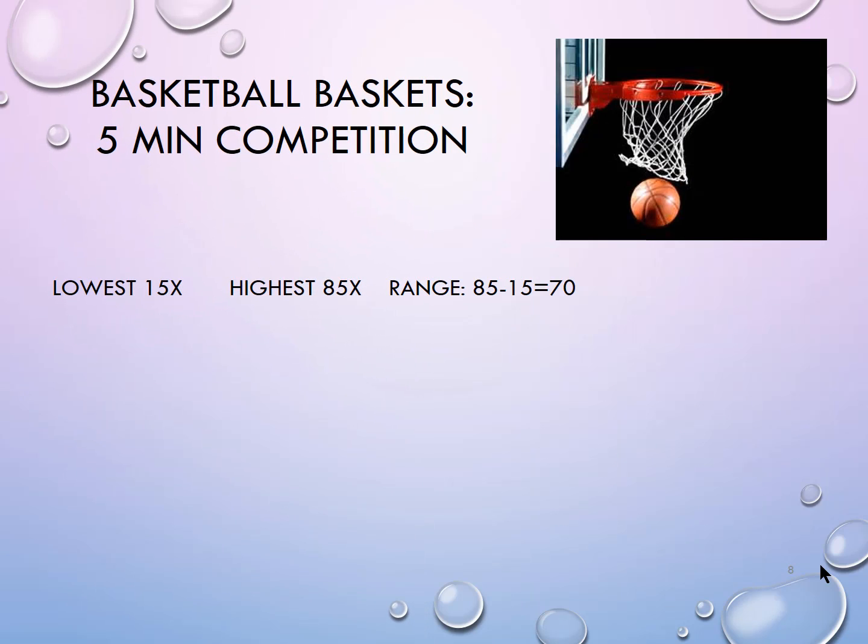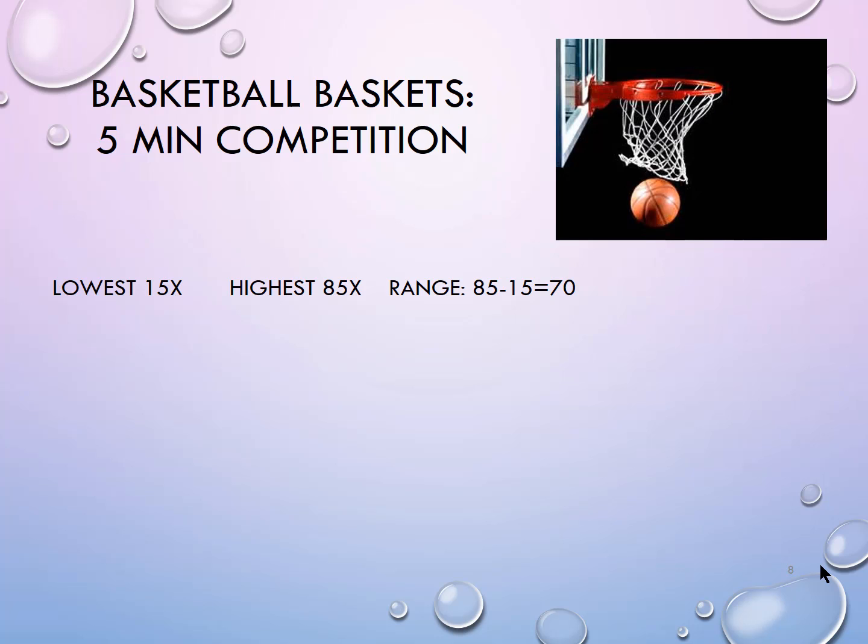Assume we have a basketball basket competition, and in group 1, the lowest number of baskets one person made is 15, and the highest is 85. The range is 85 minus 15, the highest number minus the lowest number, right? So the range is 70 for group 1.